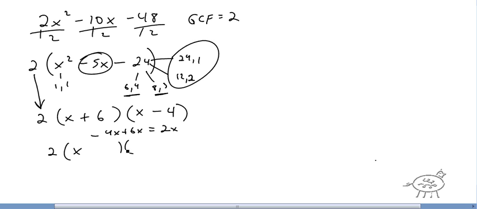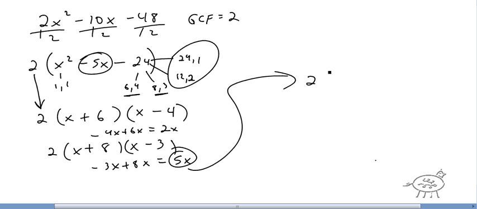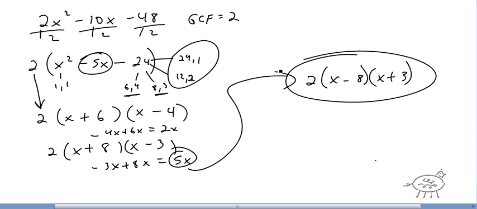How about we'll do 8 and 3. So x plus 8, x minus 3. If I do that, I get negative 3x plus 8x equals positive 5x. Oh, cool. It's positive 5x, and I need a negative 5x, so I just switch the signs. So my final answer is going to be 2 parentheses x minus 8 times x plus 3. That's it. It's a little bit more work because you got to do greatest common factor first, and then you got to do trinomial, but that's how you do it.